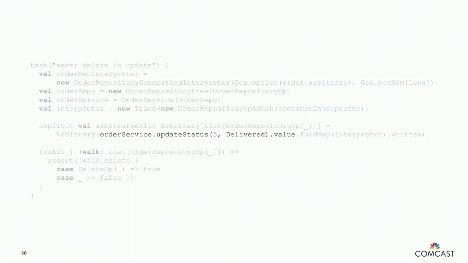And so now I call my order service update status, and I get the value out just like I did before. But now I have to do something a little different. Now when I've gotten the value out, I have a free monad wrapped around this. So I got the either, I have now a free monad with an either inside of it kind of thing.